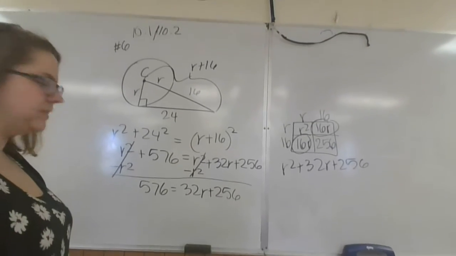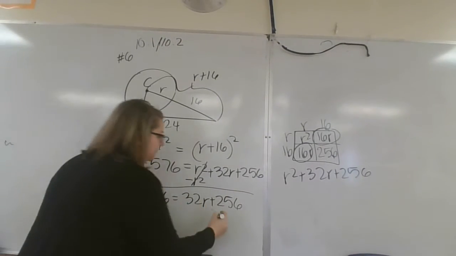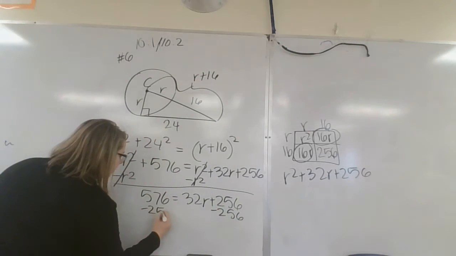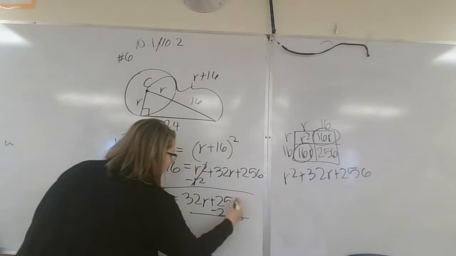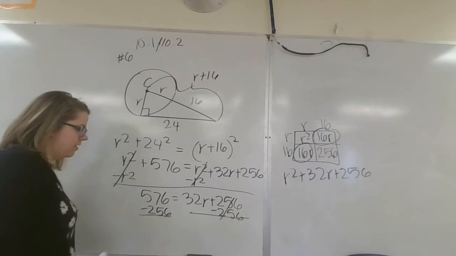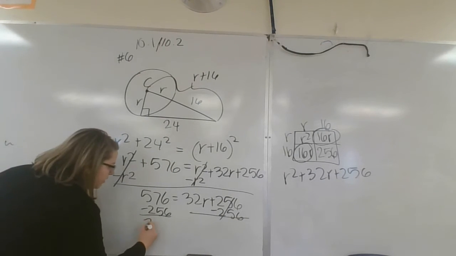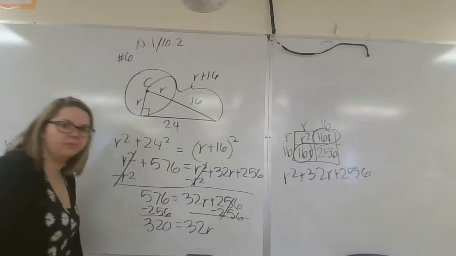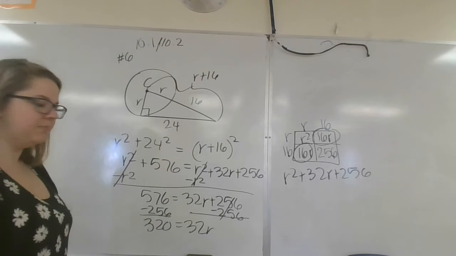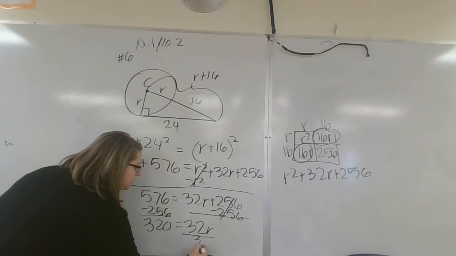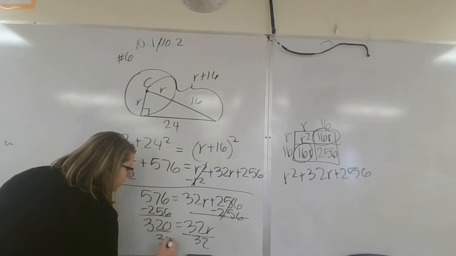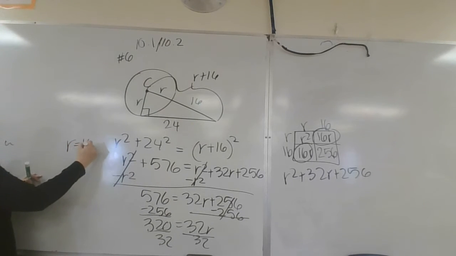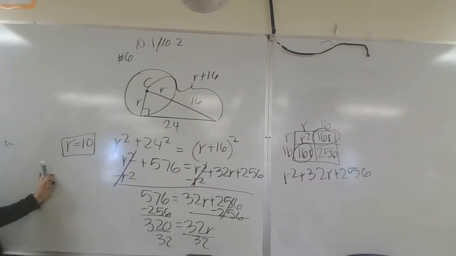All right, so now still got to get R alone. I'm going to minus 256 over. That cancels out here. So now this one comes down to 320 equals 32R. Last step here, divide each side by 32. So my final answer I get is R equals 10. And that's your answer.